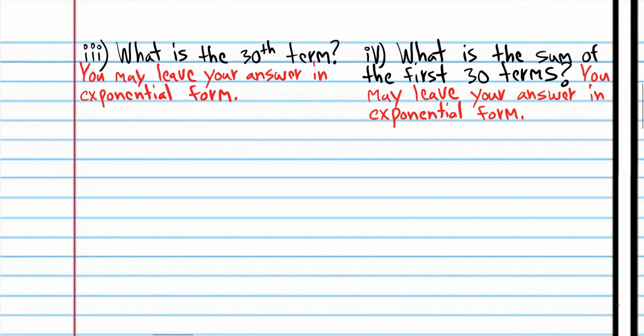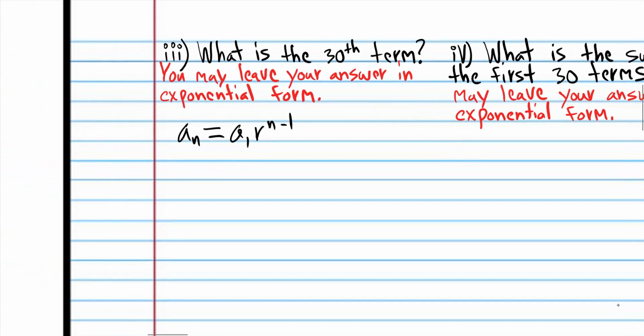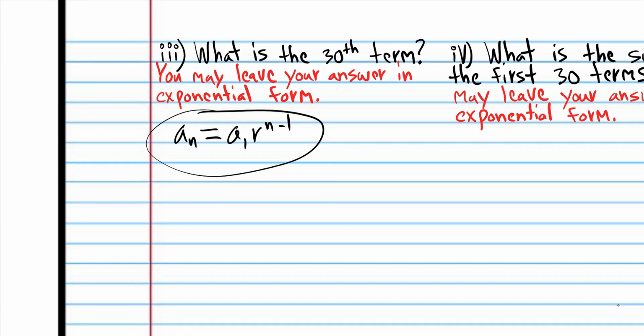What is the 30th term? Okay, so now we're looking for the nth term of a geometric sequence. The nth term is equal to a1 times r to the n minus 1. Now you might be thinking to yourself, am I supposed to remember all this? And the answer is yes, you have to memorize that. I know that it's not fun. I know that you don't want to, but you're going to memorize all these formulas.